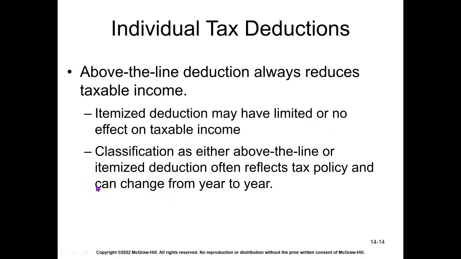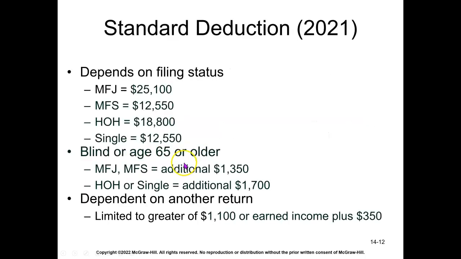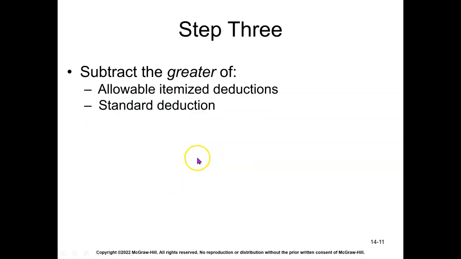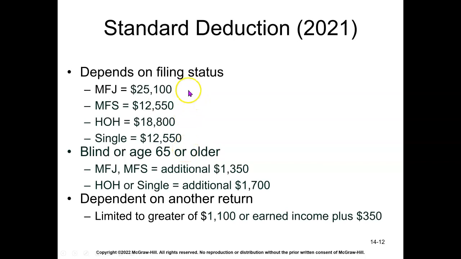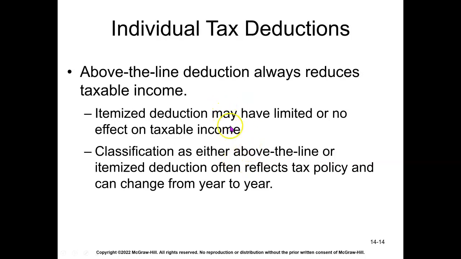Looking here at above the line deduction. So above the line deduction always reduces taxable income, right? So that's one of the reasons I mentioned it's better to have above the line deductions, right? Because above the line, it's automatically lowering your AGI. So just kind of think it through, where that's automatic. Your tax is going to be based off of a lower number. So above the line, it does lower your taxable income.